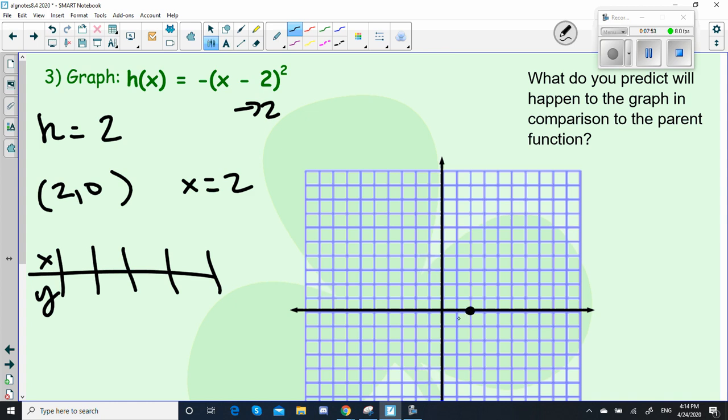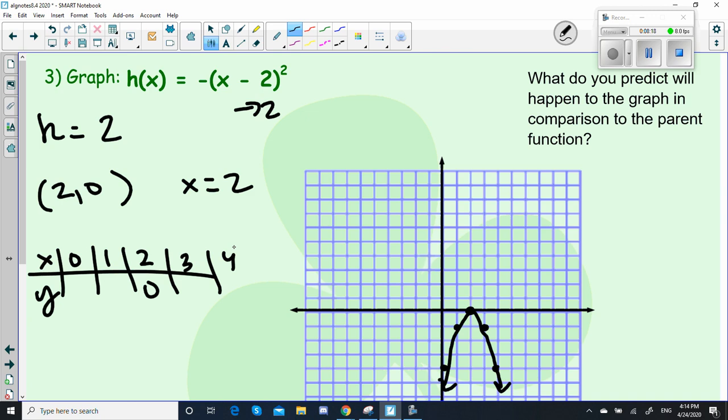Okay, so I can predict, because I know it's the parent function, I'm going to go over 1, down 1, over 1, down 1, and over 2, down 4. Over 2, down 4. So I'm predicting that it looks like this just because I know about the parent function. Let's put the points in and see if we're right. So 2, 0, up 1, up another, back 1, back another.